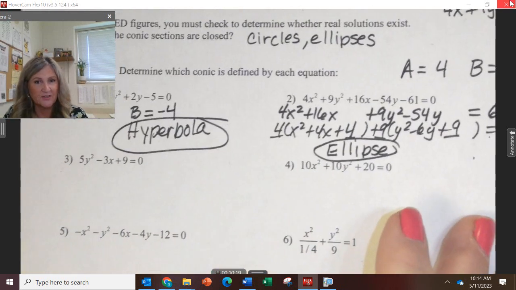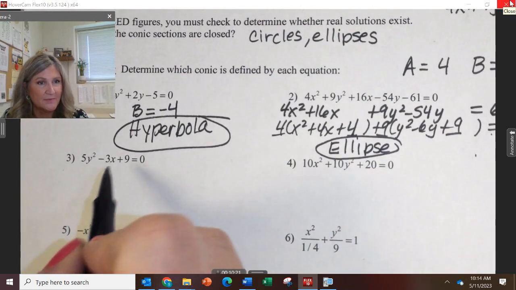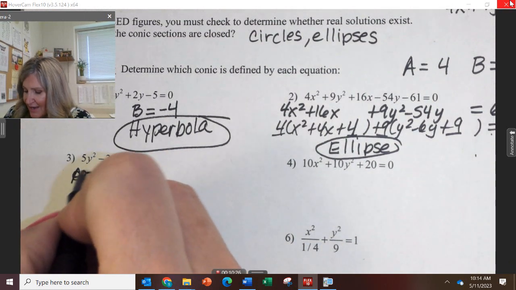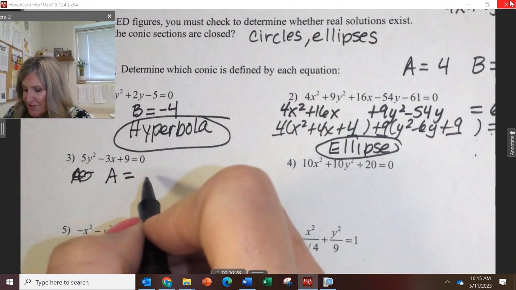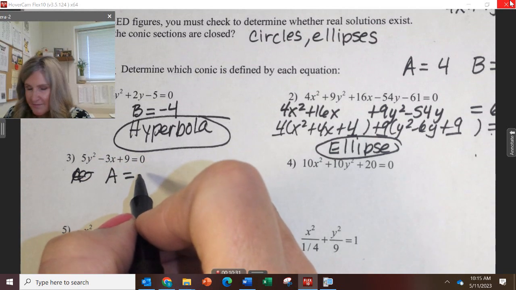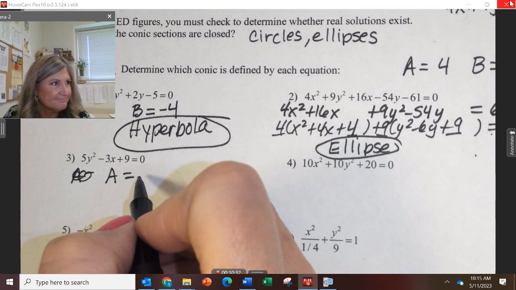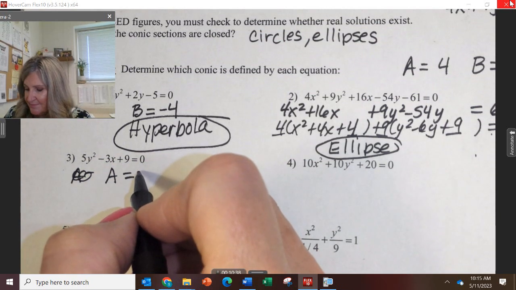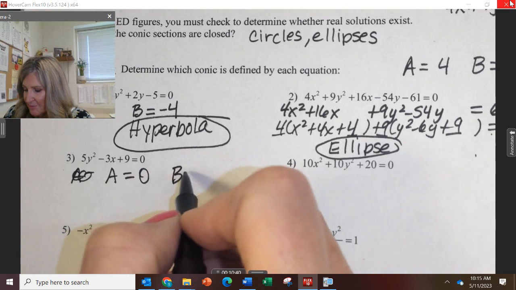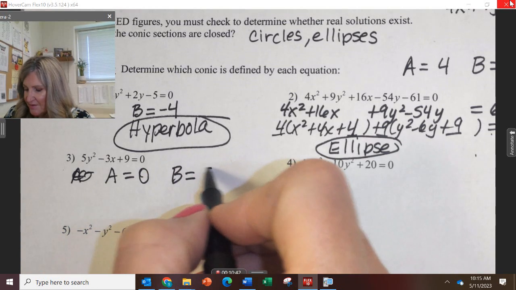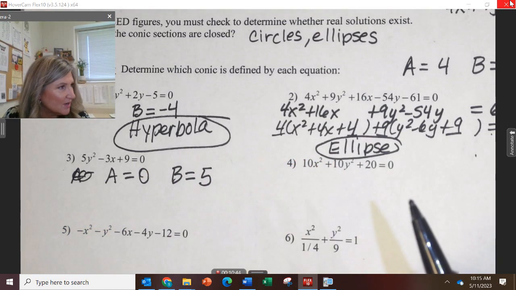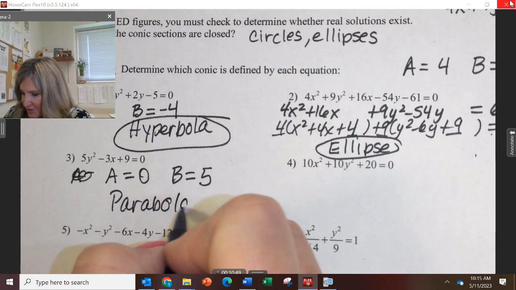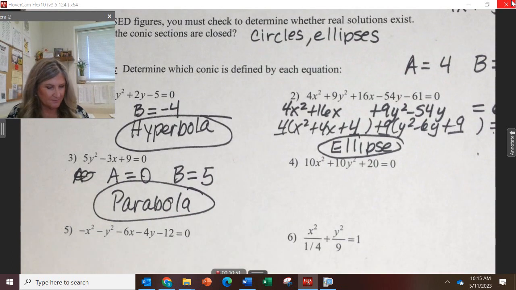All right. We're going to do one more, and then you guys are going to do a couple. Okay, number 3. A is 5. Actually, A is what? What's the coefficient of x squared? Do we have an x squared term? So A is actually what? 0. B is the coefficient of y squared. You should already know what it is. It is a what? Parabola, right? Okay, I want you to take a minute and try number 4.